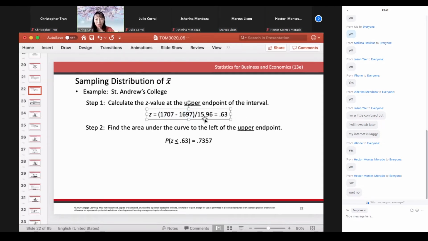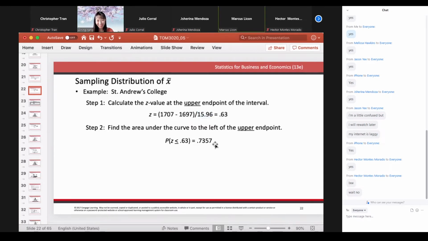Yeah, so slightly different. This is not the x. This is x bar, right? Because we're estimating the sample mean. So this is the x bar minus the mu, the population mean, or we call it the mean of sample mean, and then divided by the standard deviation of the sample mean distribution, and we call that the standard error. But you got it right. Your calculation is right. So if you do it for 1707, that's 0.63, right? That's the z-score.